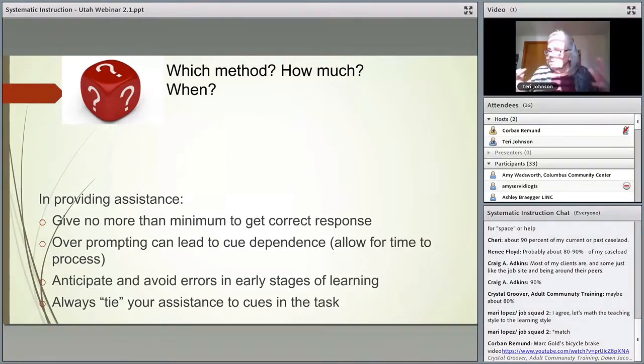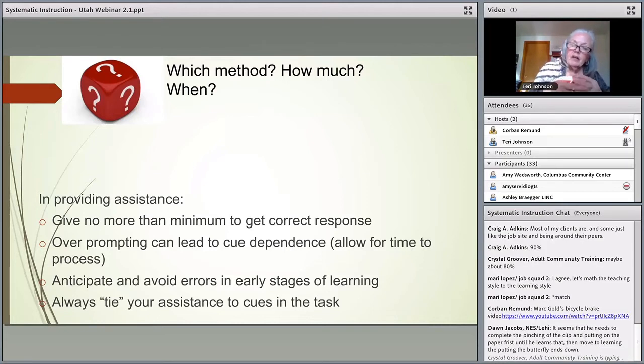So I've gone through all the various strategies that we can pull from in terms of getting information into someone. What I think is at the real crux of being a good instructor, a good trainer, is making the right decisions around what do I pick, how much do I use, and when do I use it.